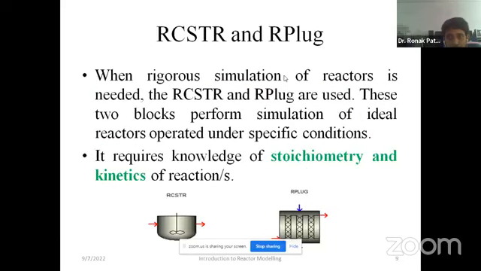RCSTR and RPlug are the rigorous reactor modules, because we know that these two are the steady state models, and they require the stoichiometry as well as the kinetics of a reaction. For RCSTR, at least one input and one output are required. For RPlug, only one input is allowed, because we cannot have multiple feeds in a plug flow reactor, and one output.